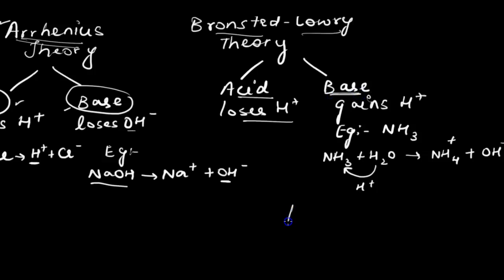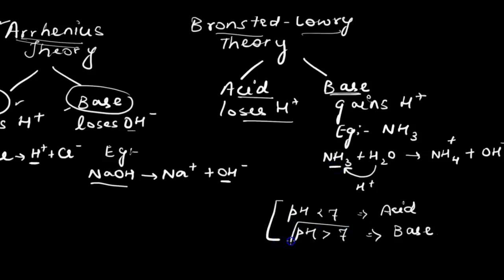Also, we know anything that has a pH less than 7 is an acid, and anything that has pH greater than 7 is a base. This you know from the previous grades. NH3 has pH greater than 7, so we know that this is a base. And how do we prove this is a base chemically? With the help of this reaction. When NH3 reacts with water, it takes H+ ion from water and becomes NH4+. Therefore, bases are those substances that gain H+ ion.